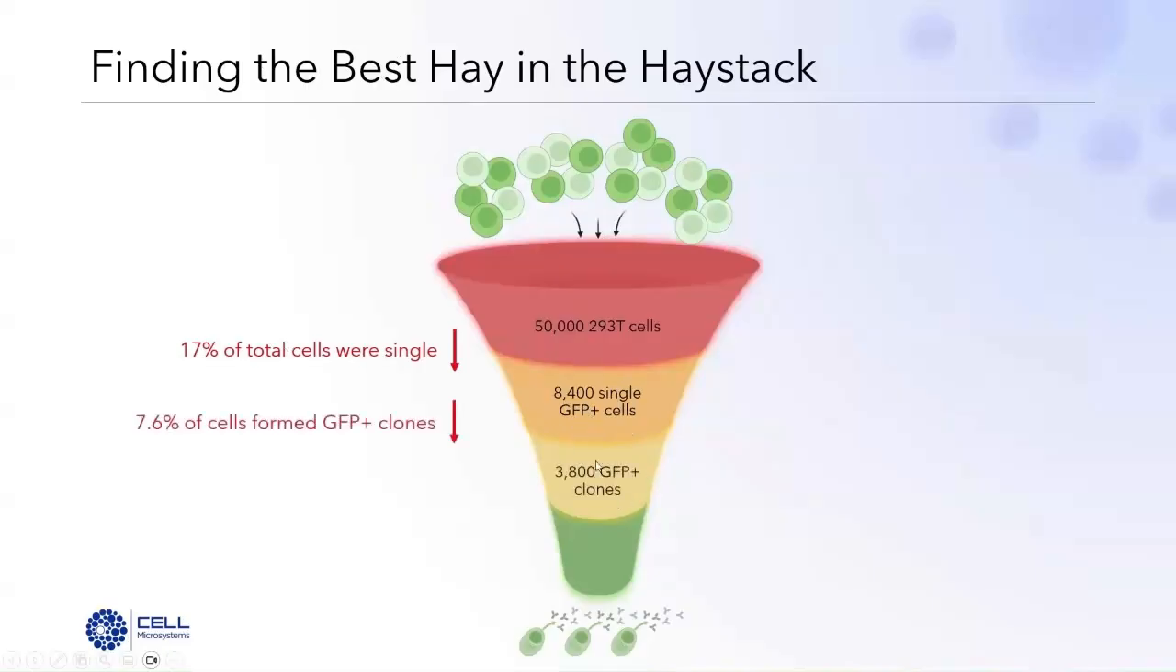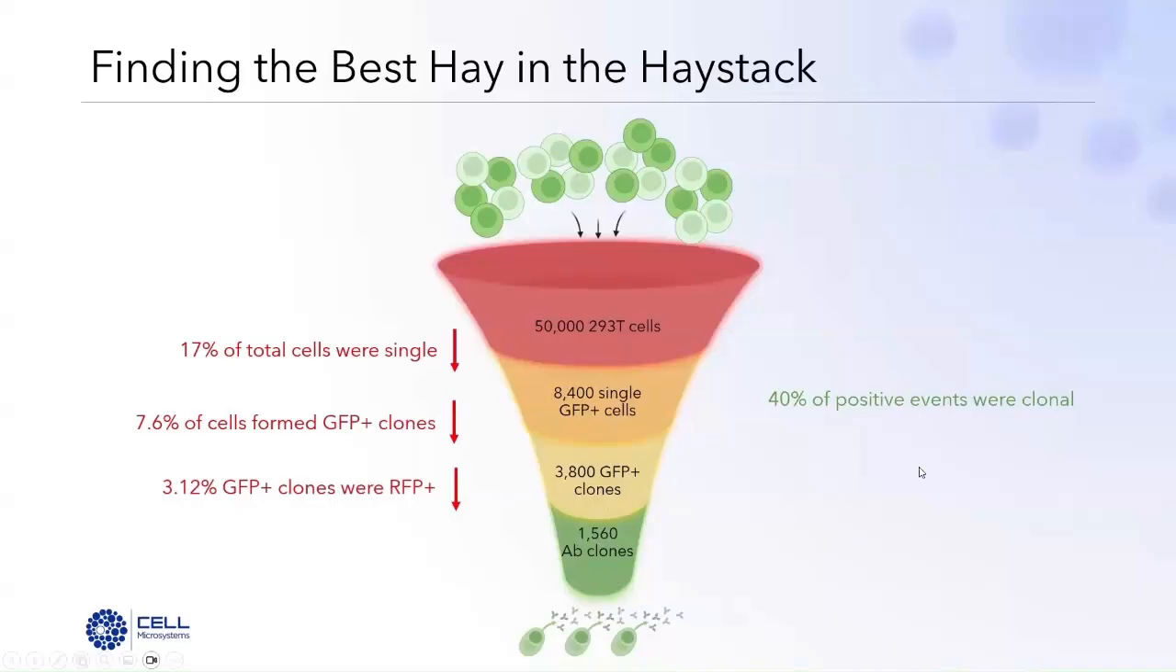Of those 8,400 cells, 3,800 of them continued to expand and form GFP-positive clones. That's 7.6%. And what was most fascinating is that of those 3,800 cells, 1,500 of them were actually RFP positive, meaning that over 2/3 of them, almost half, were not even antibody secreting to any real degree despite having GFP. So in total, roughly 3% of all of those GFP positive clones were RFP positive.